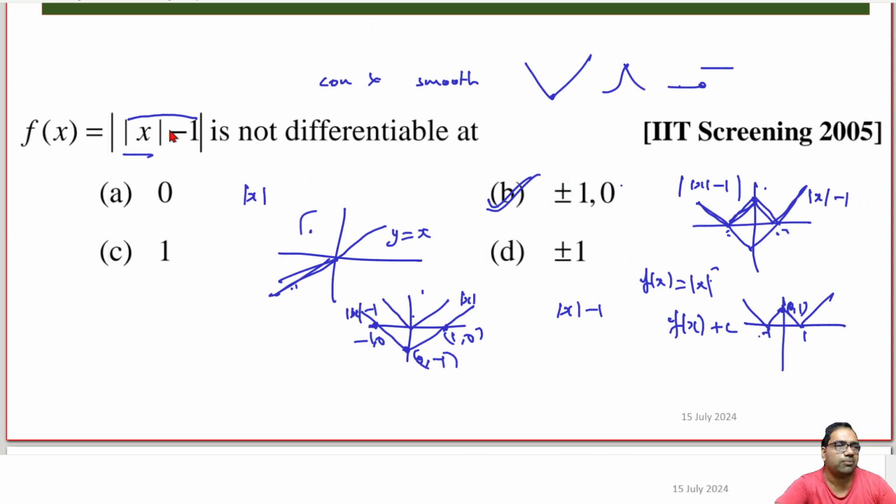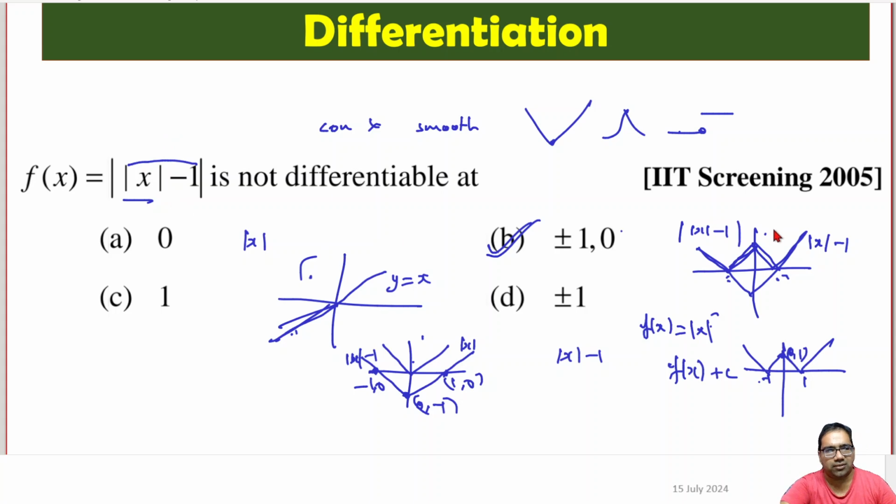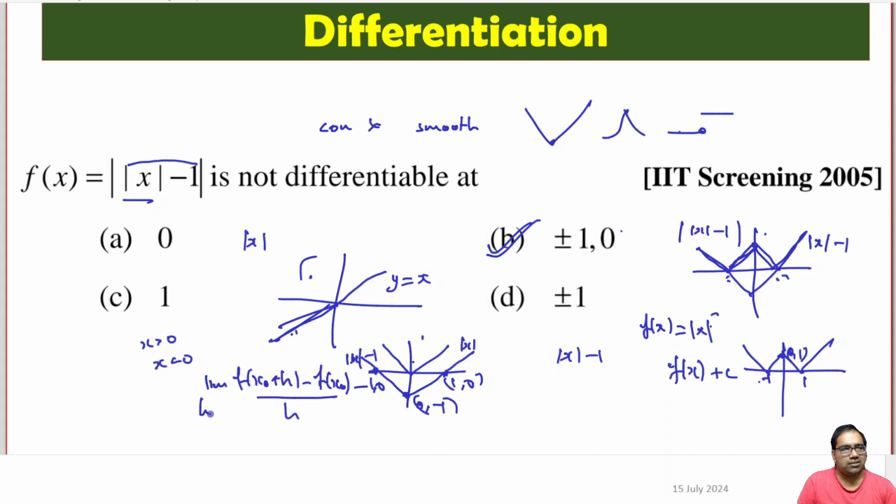Right, guys? Very, very simple problem. We just need to do basic curve sketching. Right. Or otherwise, if we want to do the other way also, we can still do. When x greater than 0, when x less than 0, we have to create all the equations and then use the limit of f of x naught plus h minus f of x naught by h when h tends to 0, and we'll evaluate these limits 0 plus, 0 minus, whatever. If we do all that way also, we'll still be able to find out whether it is differentiable at 0, 1, minus 1, etc. But this is an easier way, where we just draw the graph and find out where are the sharp corners. Right, guys?